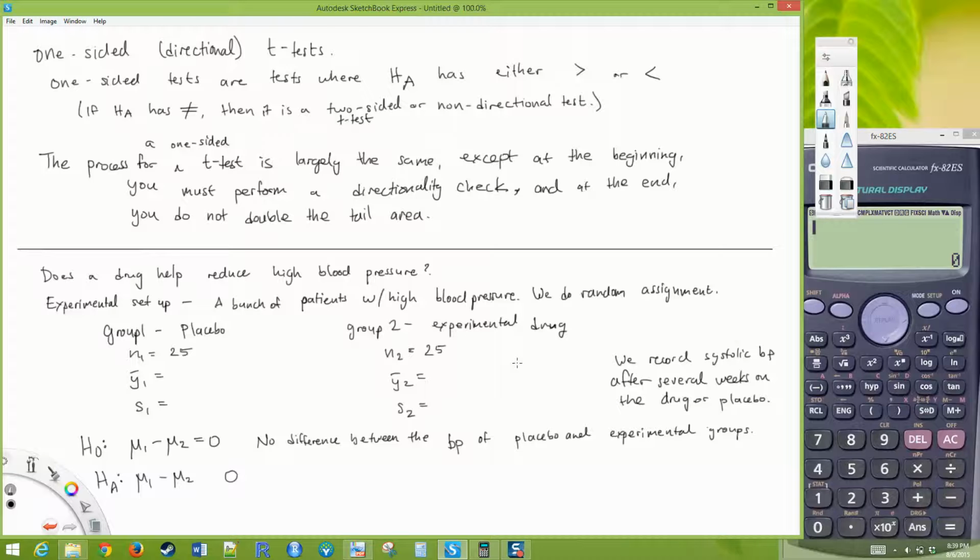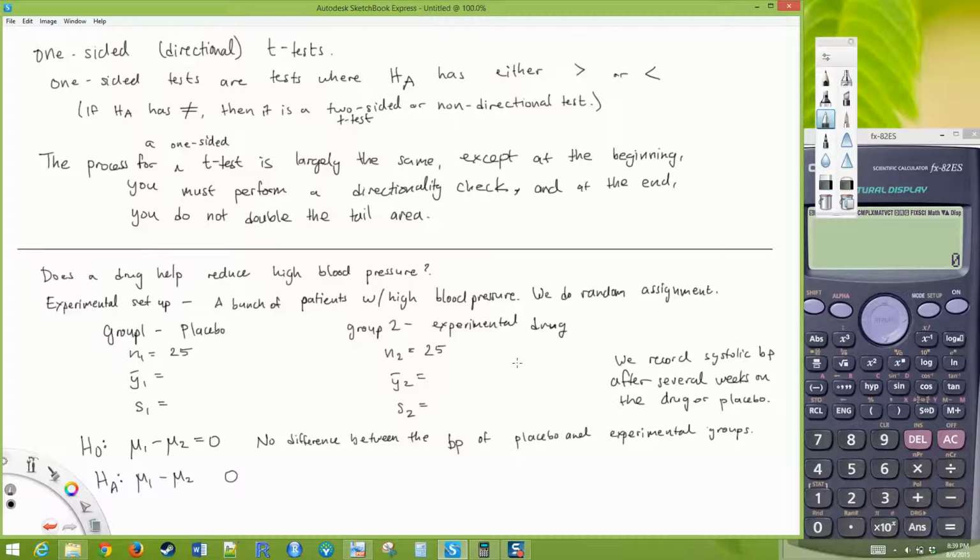Okay, so if our evidence ends up showing that the experimental drug didn't lower blood pressure, but increased it, this is a failure. We're not going to even bother pursuing the statistical analysis. If the resulting blood pressure of the experimental drug is higher than that of the placebo, we know right off the bat this thing doesn't work. So we're only interested if the experimental drug shows a reduction.